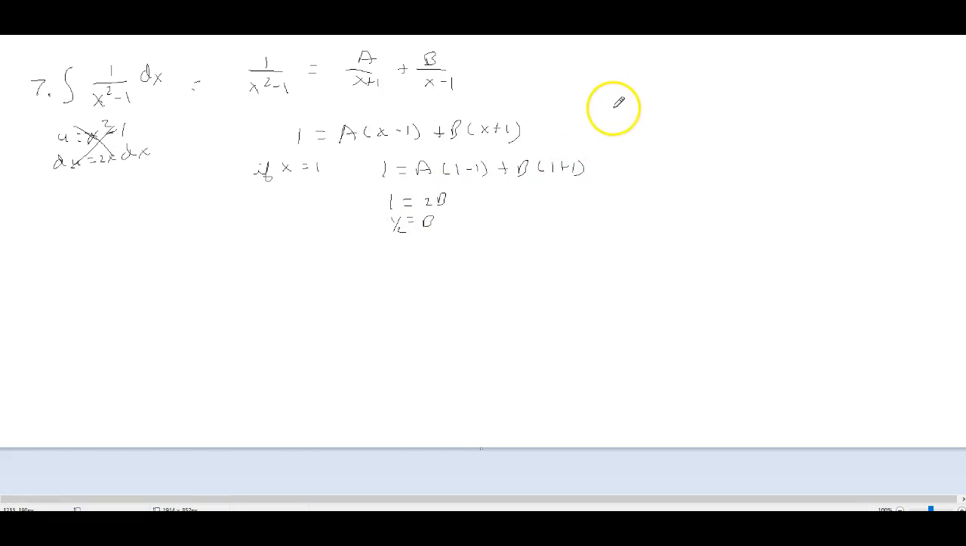Fair enough. And then if x equals negative 1, then I'm going to do 1 equals A times negative 1 minus 1, plus B times negative 1 plus 1.